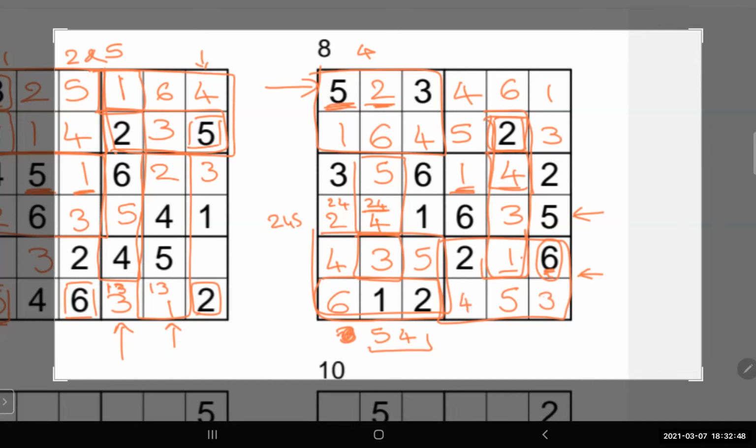Are you sure? 1 minute. 1, 2, 3, 4, 5, 6. No, sir. On the R1 we are having 4. It's actually 3 here and 4 here, because you have 4 here, you get a 3 here, you have 3 here, so you get a 4 here.